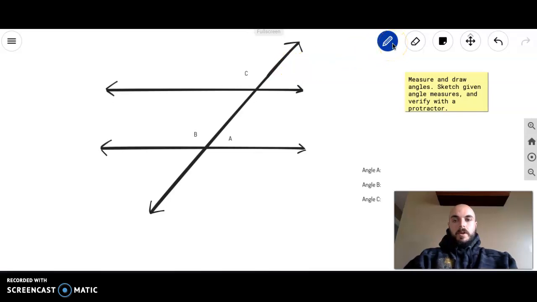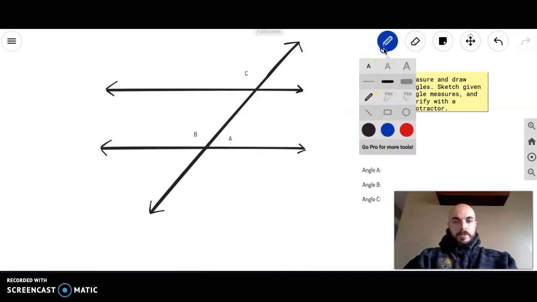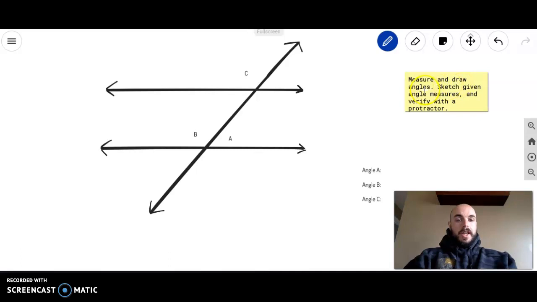Today we're going over Mission 4, Lesson 7 for my students. Our objective for today is as follows. We're going to measure and draw angles and then sketch given angle measures and verify with a protractor.